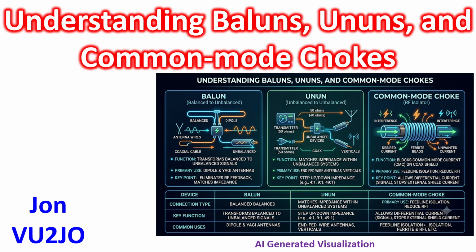Understanding the distinction between baluns, ununs, and common mode chokes is a rite of passage in RF engineering and homebrewing. These devices all manipulate RF currents and impedance, but they solve very different problems in your feedline and antenna systems. Here is a breakdown of how each works, why they are used, and when you actually need them.